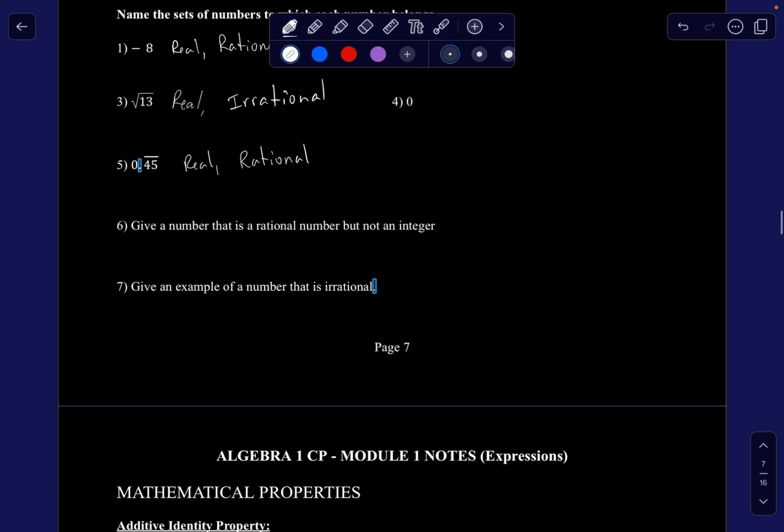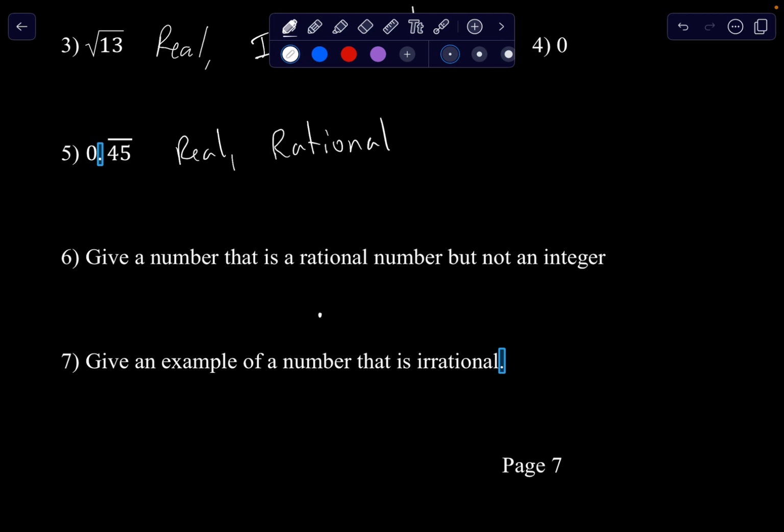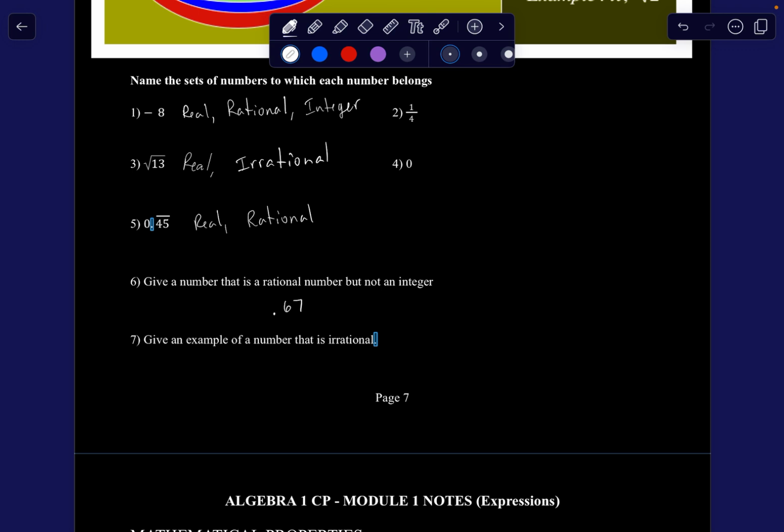All right, next one, let's just look at one more here. It says, give a number that is rational but not an integer. So we kind of just talked about that. It would be anything that's a decimal that stops or repeats, but isn't a positive or negative whole number, which would make it an integer. So 0.67 stops or repeats, but it's not an integer.